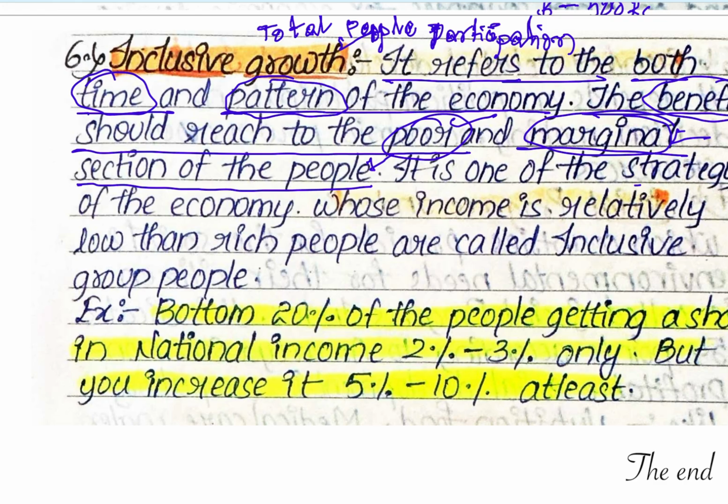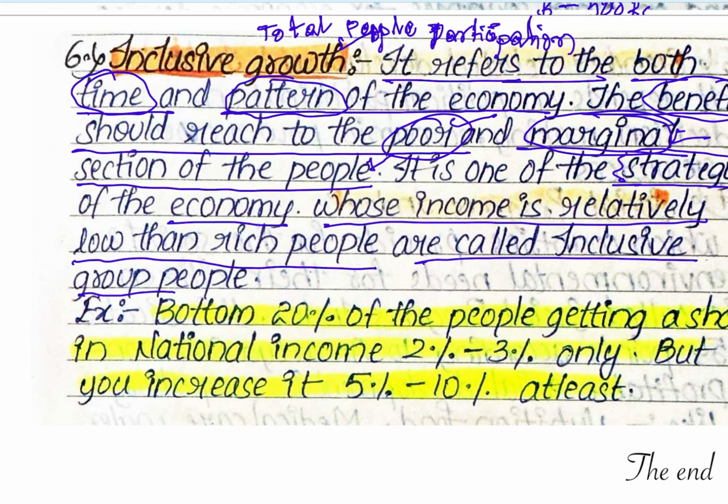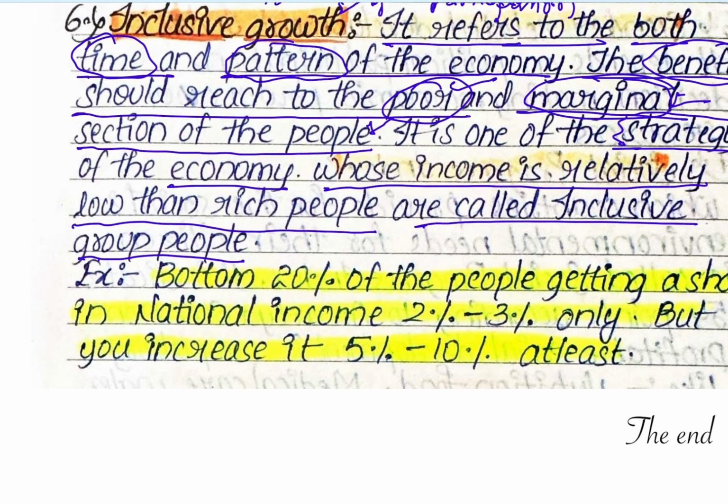It is one of the strategies of the economy for those whose income is relatively lower than the rich people. Rich people are called the inclusive group of the people. Poor people's income is very low compared to the rich people. For that purpose we have to give benefits equally to all the poor people. That is called inclusive growth.